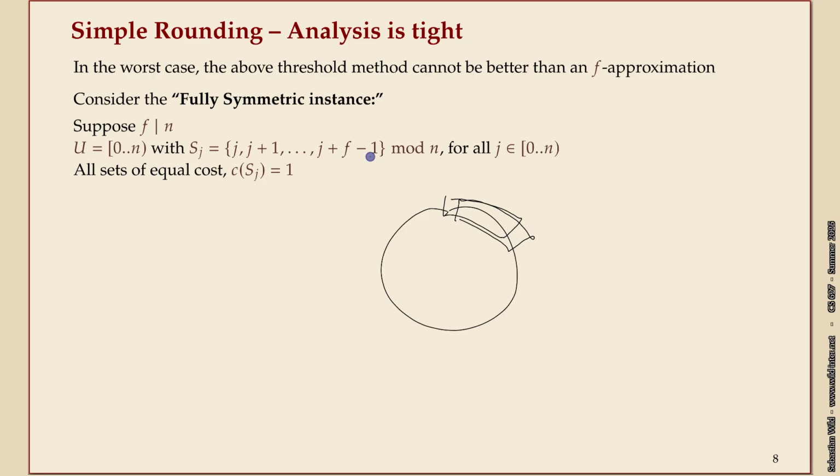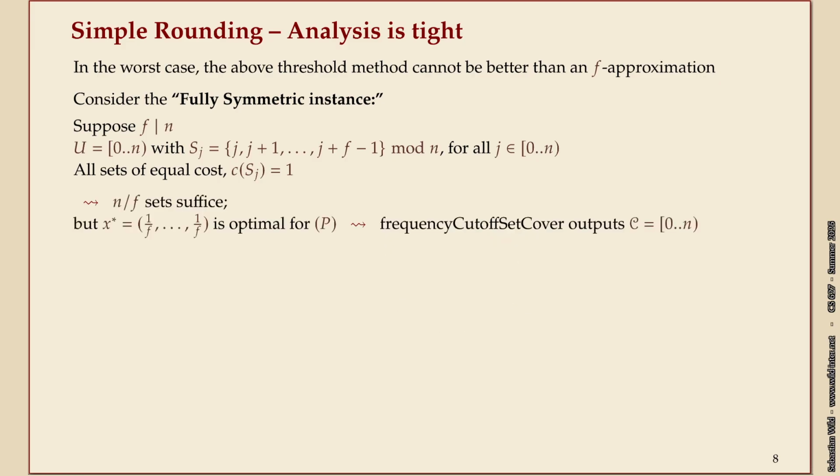The cost can be set to 1 for all the sets. That's fine. If you solve the LP for this very symmetric instance, one optimal solution is where you get 1 over f for all the sets. And then the algorithm we've just discussed just outputs the entire collection of sets, whereas clearly you could have covered the cycle by taking n divided by f sets. So you're a factor f away from optimum, and there's not much you can do about this in that general sense.